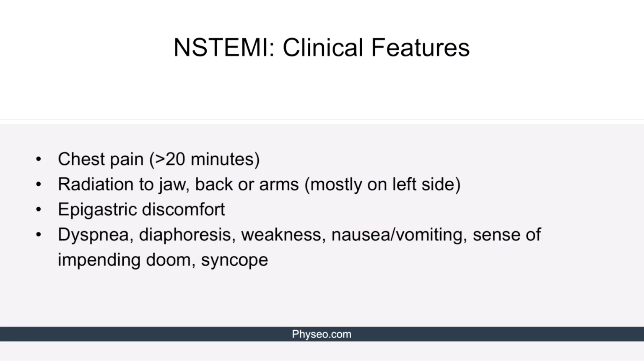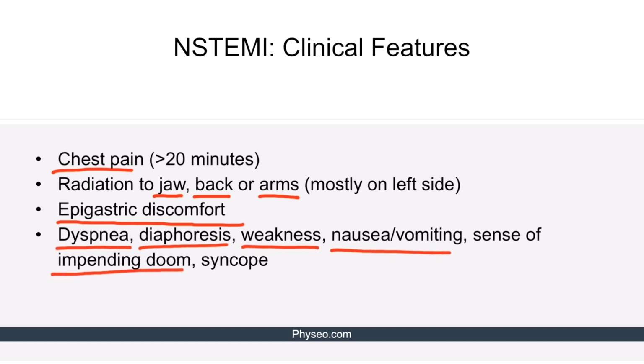The clinical features of NSTEMI can include severe crushing chest pain that typically lasts longer than 20 minutes. This pain can radiate to the jaw, back, or arms, mostly on the left side. Epigastric discomfort presents in up to 15% of cases. NSTEMI can also be associated with dyspnea, diaphoresis, weakness, nausea, vomiting, a sense of impending doom, and syncope.